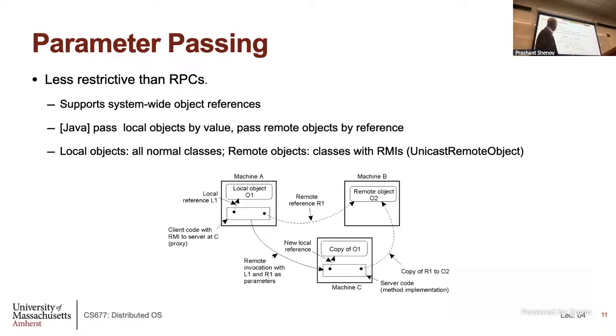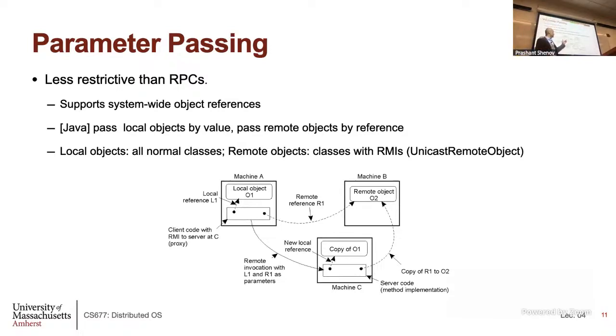It may look a little complicated, but it's actually not. Okay? There are three machines, A, B, and C. There are two types of objects. There's a local object, a standard Java class that you instantiate, with only local procedures. So we'll call that object O1. Here's another object, O2, that supports some RMI calls, and it's accepting calls over a network. Okay, so these are the two types of objects here.